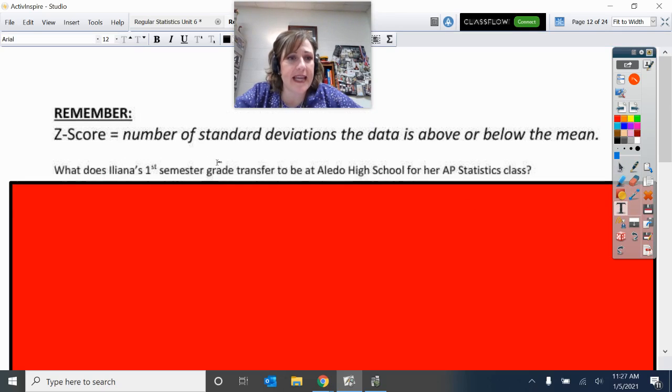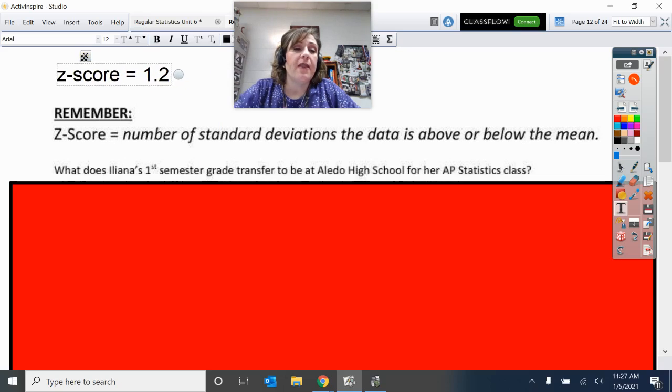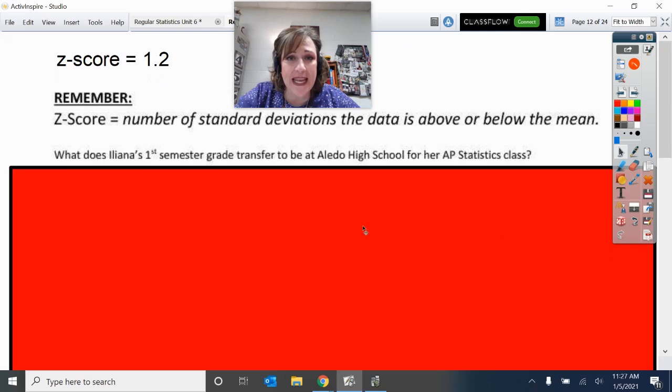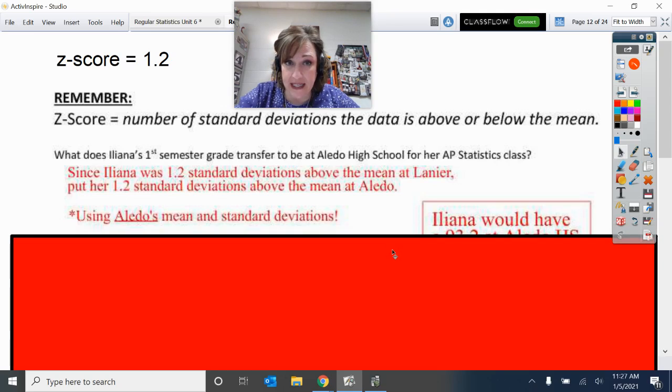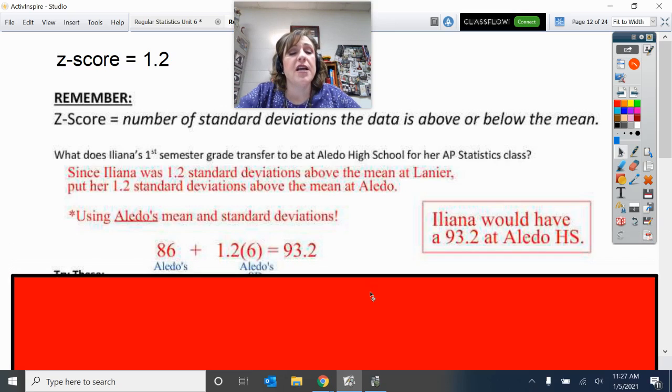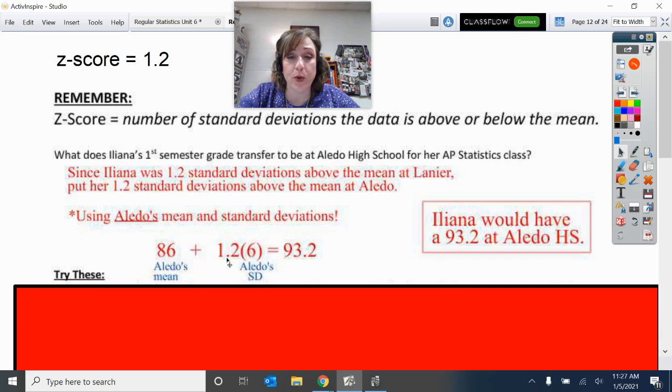But remember that Ileana had a z-score of 1.2. So her z-score was 1.2, and we had already calculated that. So that's how far away she is above the mean. Well, now you can translate that to anywhere else if you know the mean and the standard deviation. So since Ileana is 1.2 standard deviations above the mean at Lanier, I'm going to place her 1.2 standard deviations above the mean at Aledo, using Aledo's mean and Aledo's standard deviation. So Aledo's mean was 86 plus 1.2 of Aledo's standard deviations gives her a grade of 93.2. So she has a 93 for statistics, not a 95.